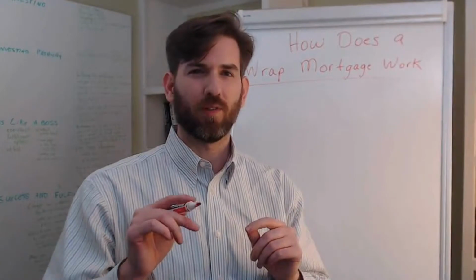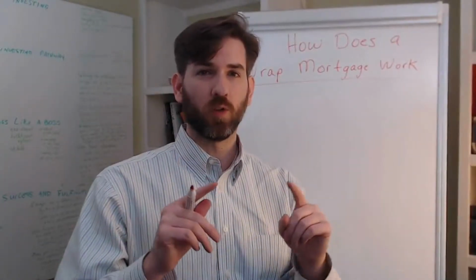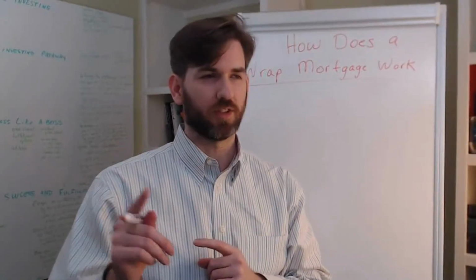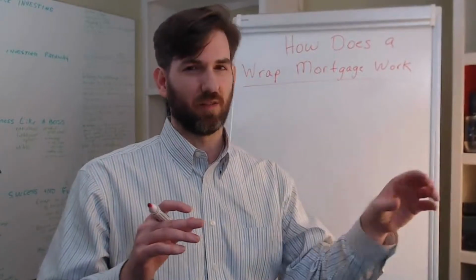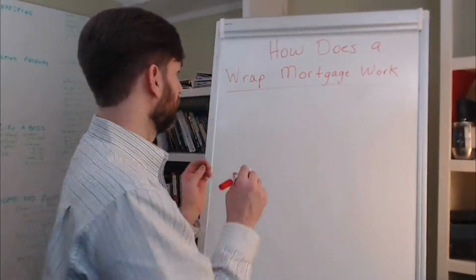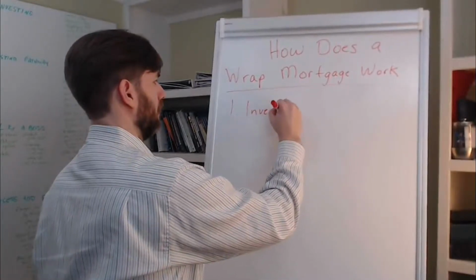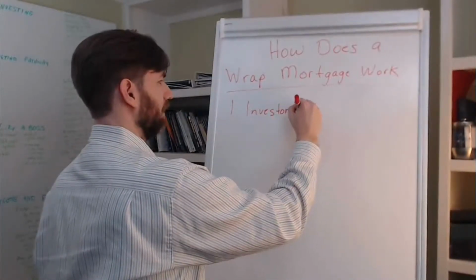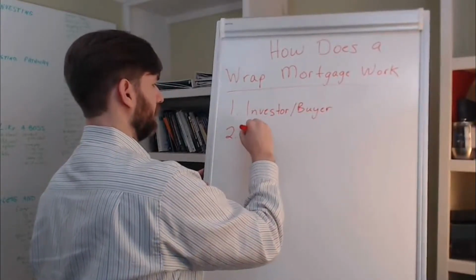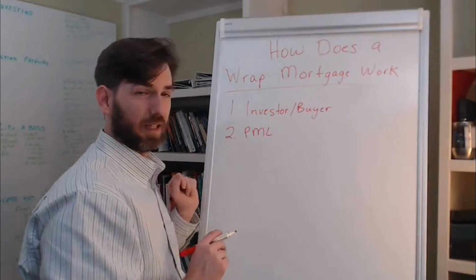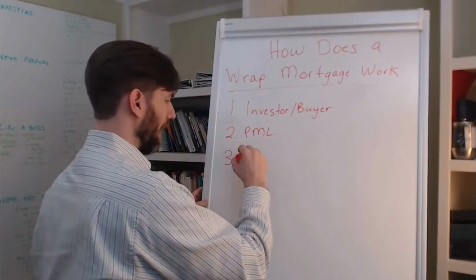So let's cover an example of how one might go about actually using a wraparound mortgage in two different ways. One where you're the lender and one where you're the investor. Let's start off first where you are the lender and a buddy of yours is an investor and brings a deal to you. Okay, so first off, there is an investor buyer. This is your friend that brings a deal to you. And then there's a first position private money lender. And then the third position is you. You are what we'll call the wrap lender.